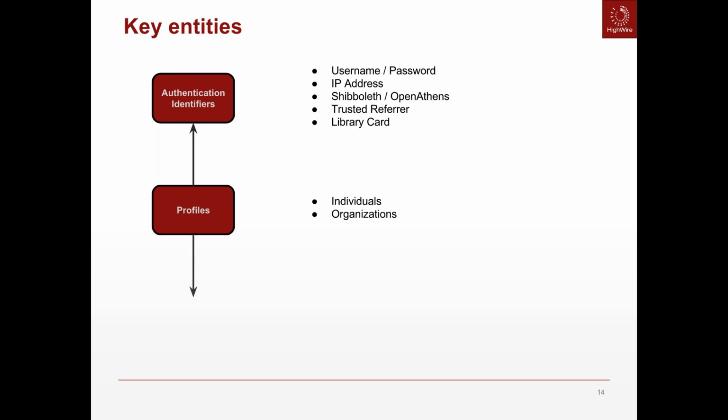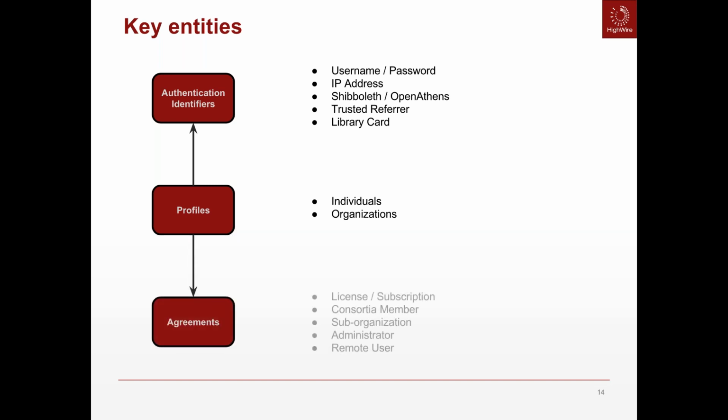And then the bit that really adds the value is the agreements model within SAMS Sigma. All profiles can be assigned agreements, and an agreement can cover a multitude of functionality. The most predominant one would be to assign a license or a subscription, so a pay-per-view or a timed access to a piece of content or a collection of content. Consortium member enables us to map profiles together to represent the consortium relationship. Sub-organizations enable us to map perhaps departments within a larger organization.